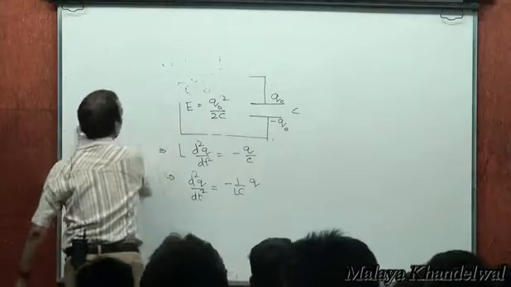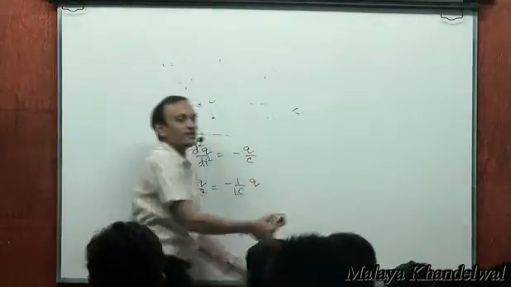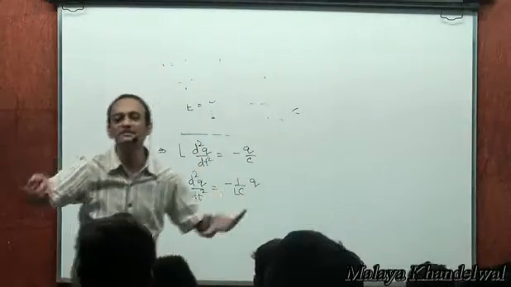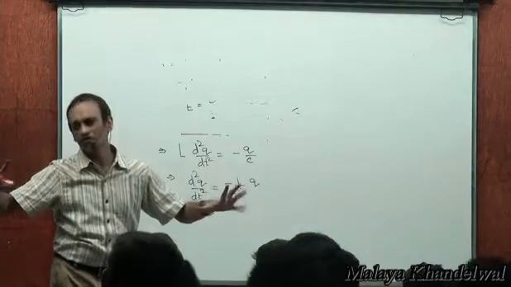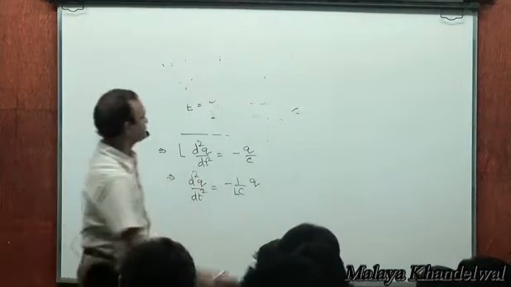But we don't have to bother about an LRC circuit. That will be an LCR circuit. This is an LC circuit, ideal oscillator. That's what we'll look at.